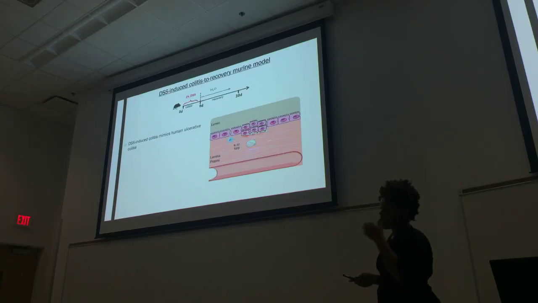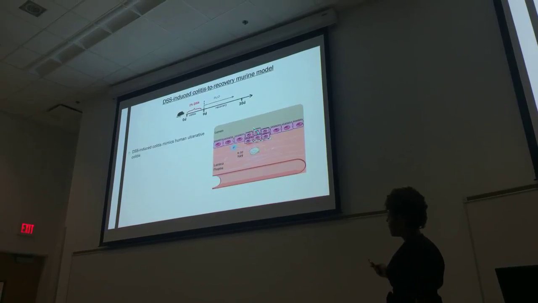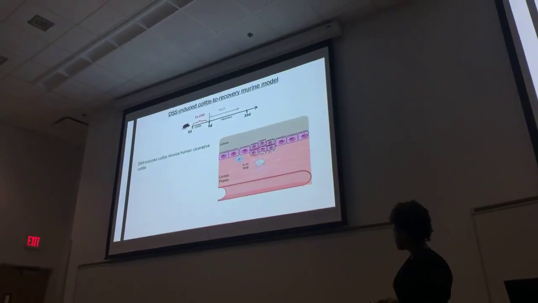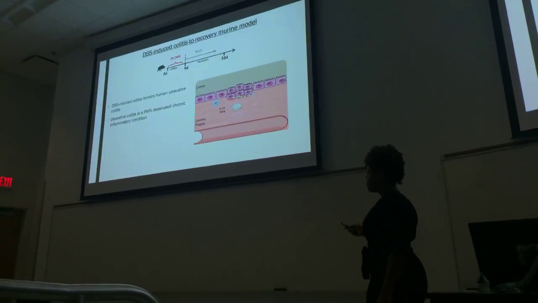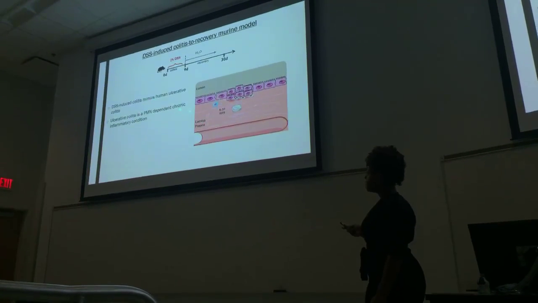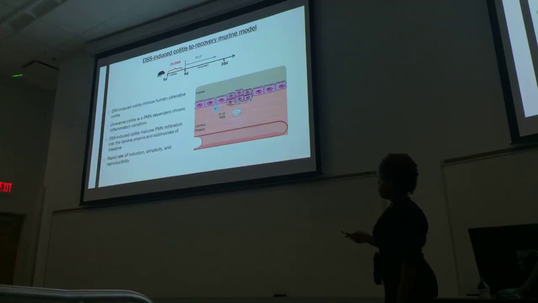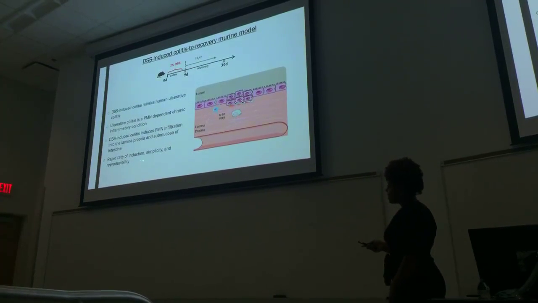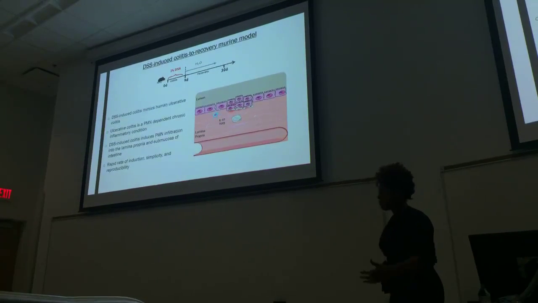Just a bit on DSS by itself as a model. Like I said earlier, we decided to use this model because it showed the greatest changes in the original paper. But as a model itself, it has been shown to mimic human ulcerative colitis, which is known to be PMN associated. And overall, its rate of induction, simplicity, and reproducibility made it a really efficient model to use for this study.